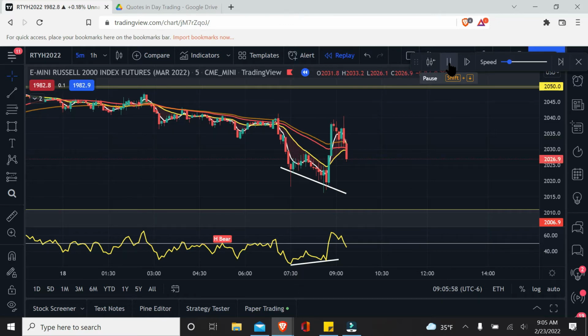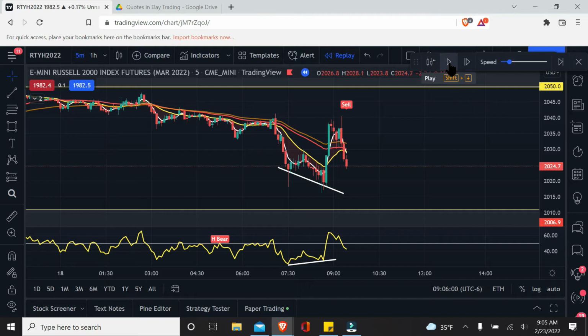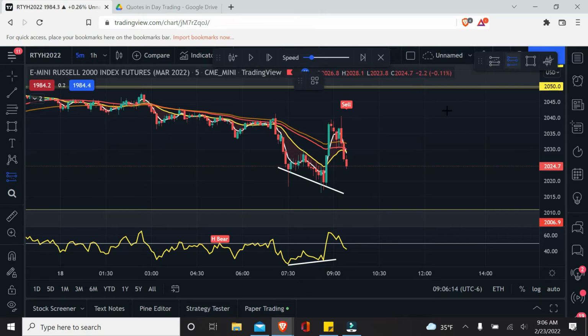All right, so it looks like price is moving back down. Now, of course, with my indicator, we do get these buy and sell signals that will show. So I'm going to go ahead and take that trade. Let me move this out of the way, and I will go short.